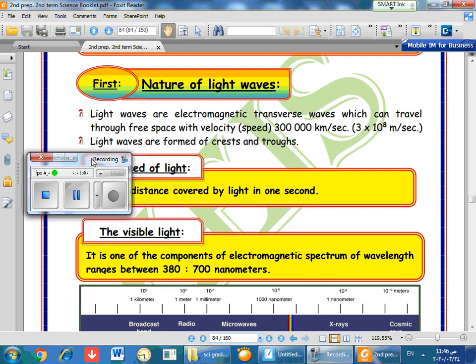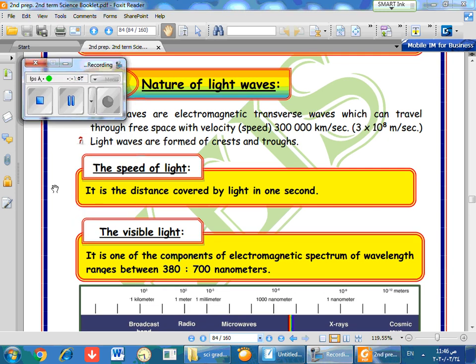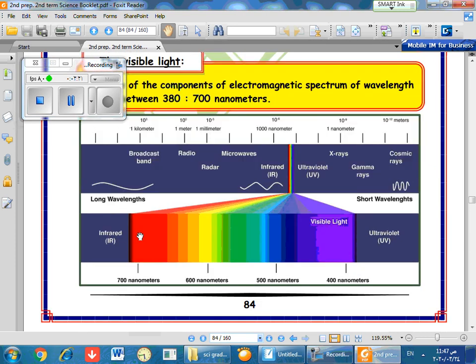But light has many components. The first part is the visible light. It has a range of wavelengths from 380 to 700 nanometers. Okay? What is meant by visible light? It is one of the components of the electromagnetic spectrum of wavelengths ranging between 380 to 700 nanometers. Okay?